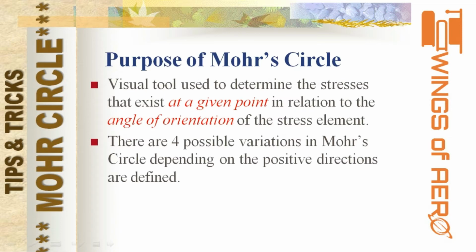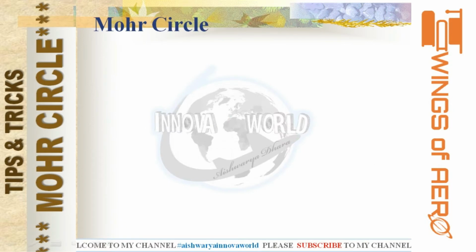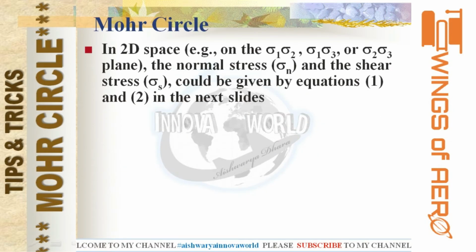Then the purpose of Mohr circle: it is a visual tool used to determine the stress at a given point in relation to the angle of orientation of the stress element. As you can understand, there are 4 possible variations in Mohr circle depending on how the positive directions are defined. So it can be sigma 1, sigma 2 or sigma 1 or sigma 3. You can name anything, sigma 2 or sigma 3 plane, where the normal stress and the shear stress will act.